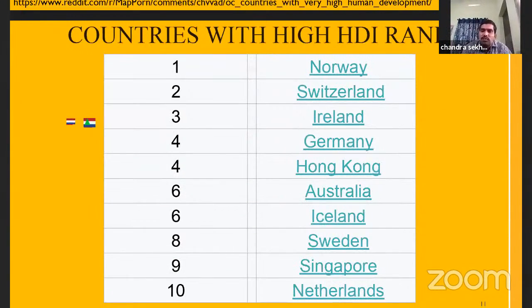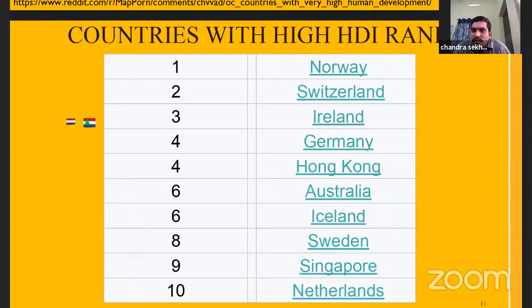So here are some of the top 10 countries with high HDI rank. First, Norway got first rank in the Human Development Index prepared in 2018. Norway is a small country. It is located in Europe, Northern Europe. So it is very near to the North Pole. Even though it's a small country, it got first rank in the Human Development Index.